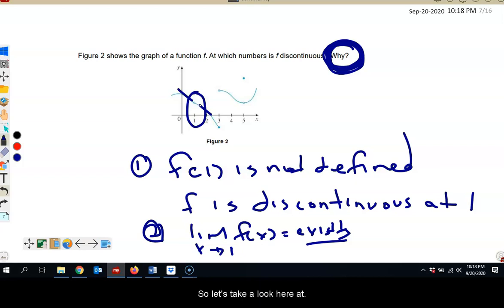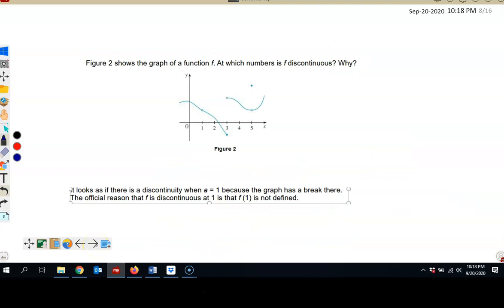So let's take a look here at, and this is just more of a typed answer. Look at what it says. It looks like there's a discontinuity when a equals 1, because the graph has a break there. And look at what it says. The official reason that f is discontinuous at 1 is that f of 1 is not defined, right?